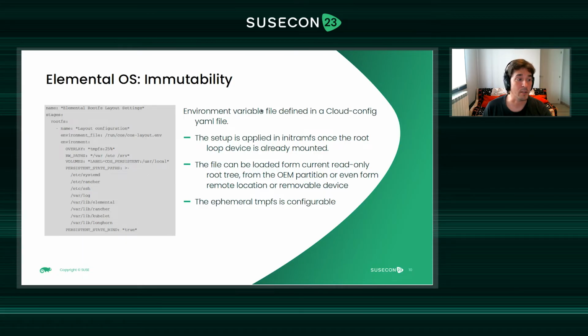So we just set the label to COS_PERSISTENT, and I include the mount point on it, and that's going to be honored. Finally, we just include the list of the persistent paths. In this case, as you can probably see, the persistent paths are mostly devoted to Kubernetes and Rancher specific paths. So basically, these are mostly devoted to persisting the K3s or RKE2 installation across reboots.